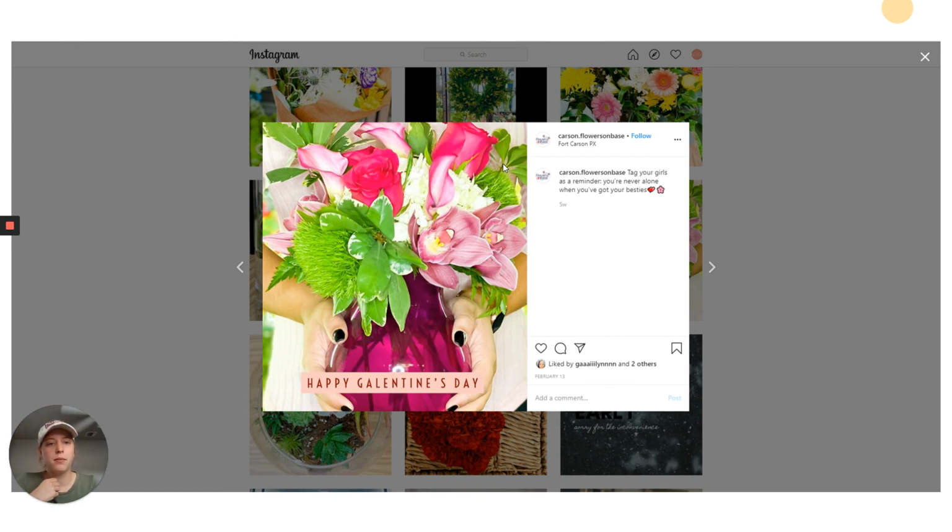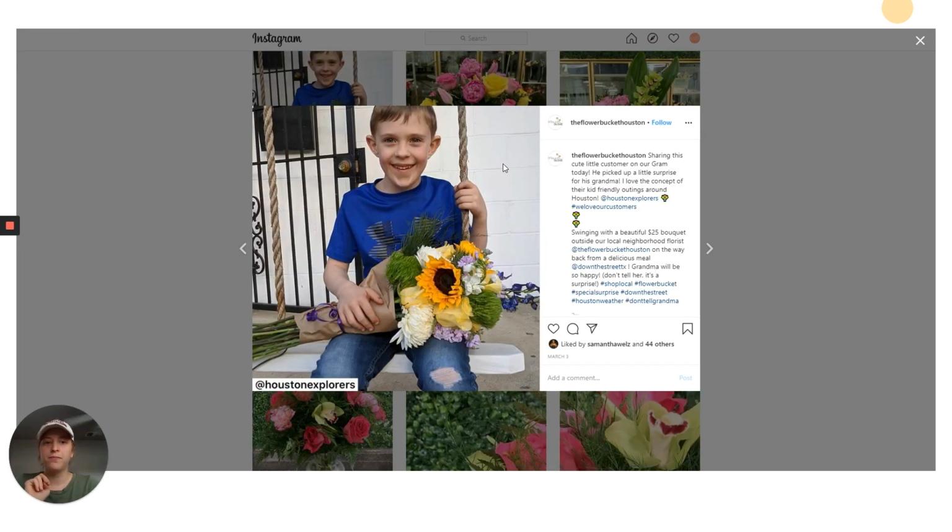This one is from Flowers on Base at Fort Carson. And this one, she's saying, tag your girls as a reminder you're never alone when you've got besties. So this is for Valentine's Day. I think it's really, really good. I would say this is also empowering, as well as engaging. She's holding the flower bouquet. It's a bouquet that matches a bouquet on her website. Just across the board, you could imagine yourself receiving that. You could imagine giving that to your girlfriends, and celebrating Valentine's Day.